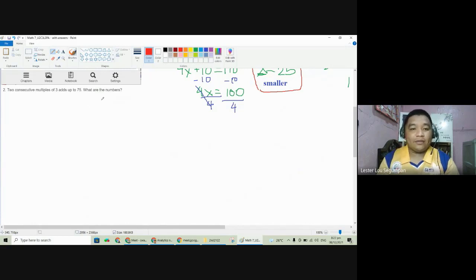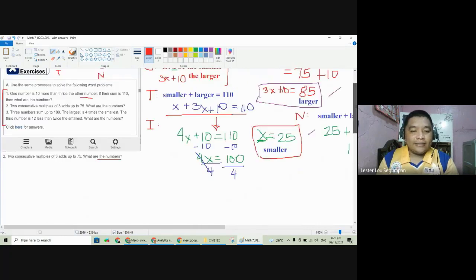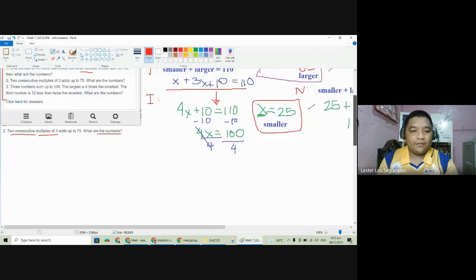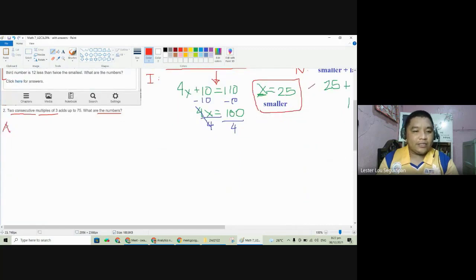Now, we are asked to find both numbers. There is no clear situation here as to the relationship between the two numbers, aside from the fact that they are consecutive and they are both multiples of 3. Again, they are consecutive and they are both multiples of 3. So that is actually your step A.